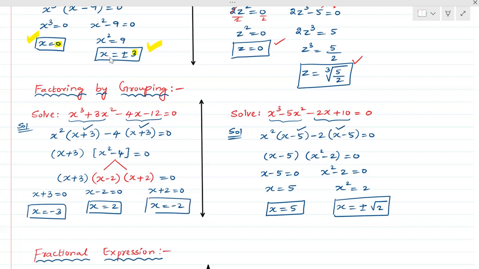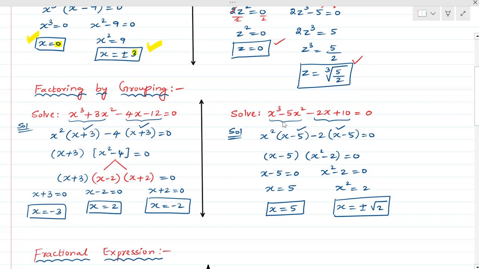If you want to check, you can just substitute the value. You will always get the value satisfied. The right hand side and left hand side will be equal. And similarly we will have another type of equation with the grouping technique. So same story we will repeat here.